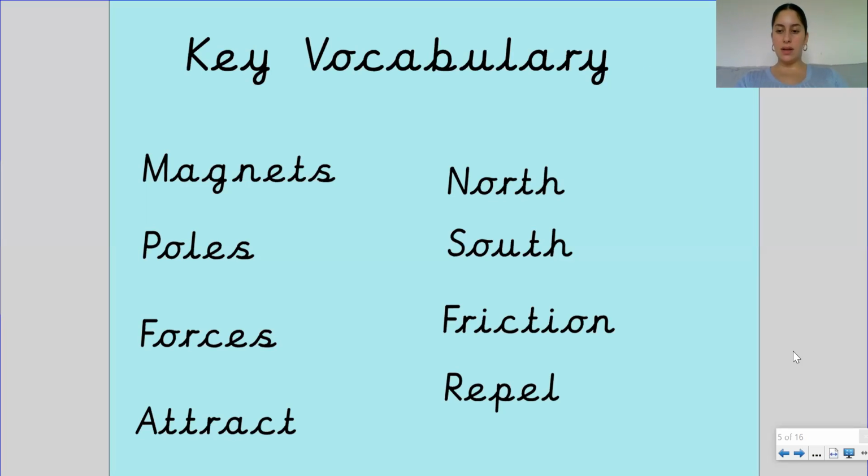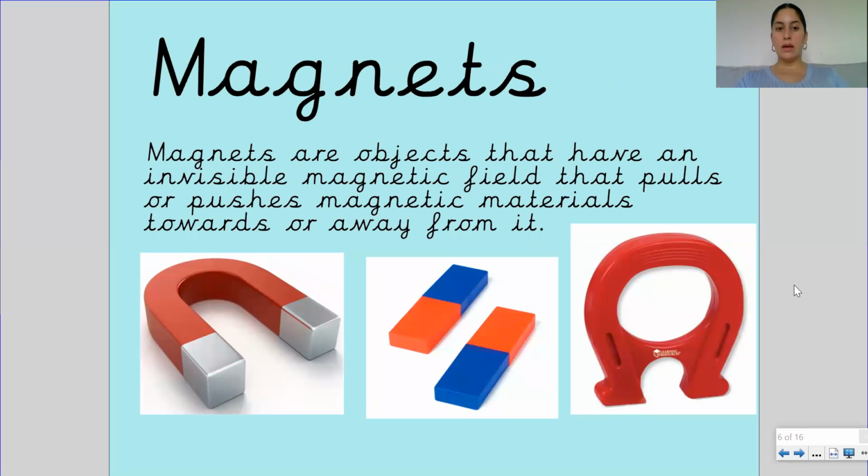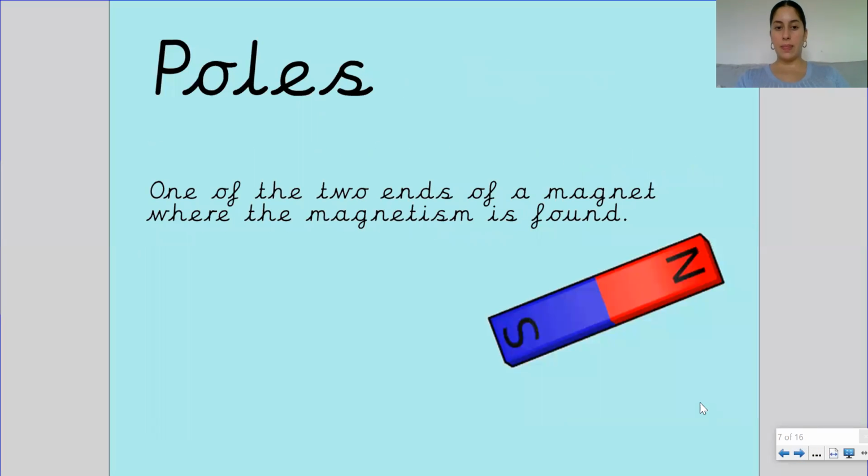Okay, now let's look at the meaning of these words. Magnets. If you want to pause the video and have a go at reading these yourselves, you are free to do so, and then play the video when you're ready. So magnets are objects that have an invisible magnetic field that pulls or pushes magnetic materials towards or away from it. Poles. One of the two ends of a magnet where the magnetism is found. So this is the South Pole and this is the North Pole.